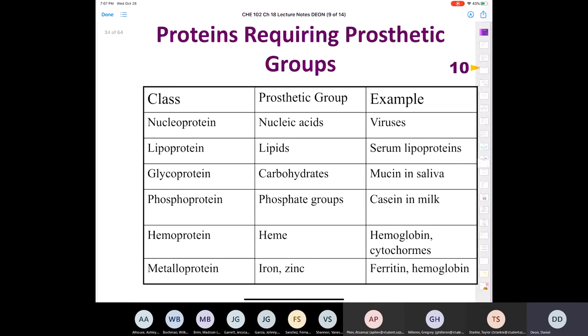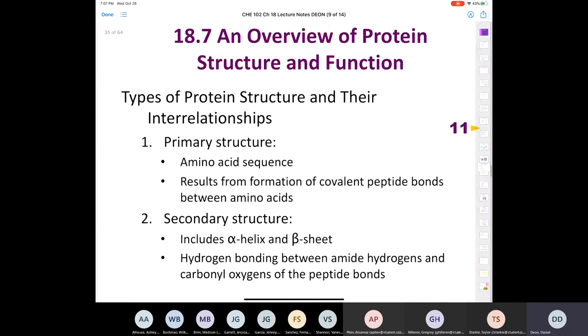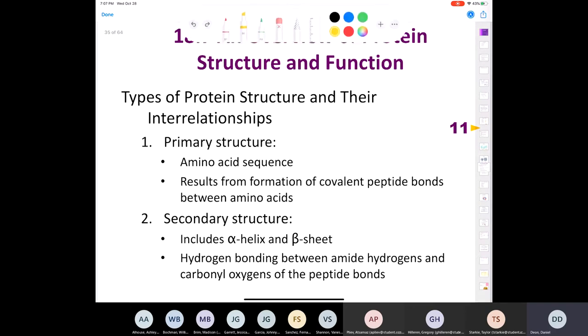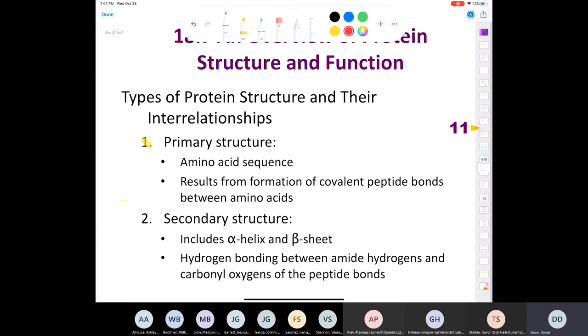I'm not going to ask you anything about proteins requiring prosthetic groups. So this section is a view of protein structure and function. We spoke at length about primary structure. And if you're wondering, hey, Mr. Dion, you're repeating yourself a lot. I am, on purpose, okay? It's kind of the way the book is laid out. But she wants to make sure that you understand that primary structure is the amino acid sequence, right?